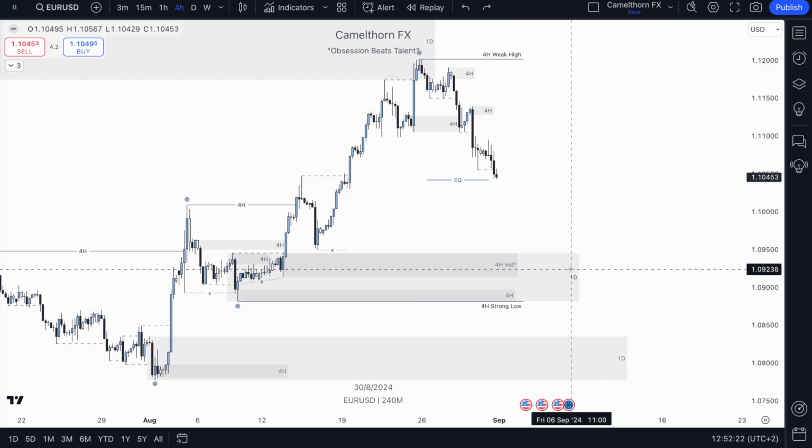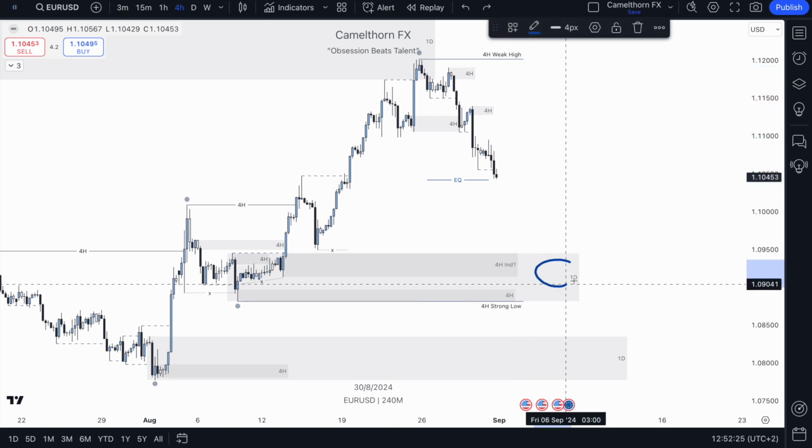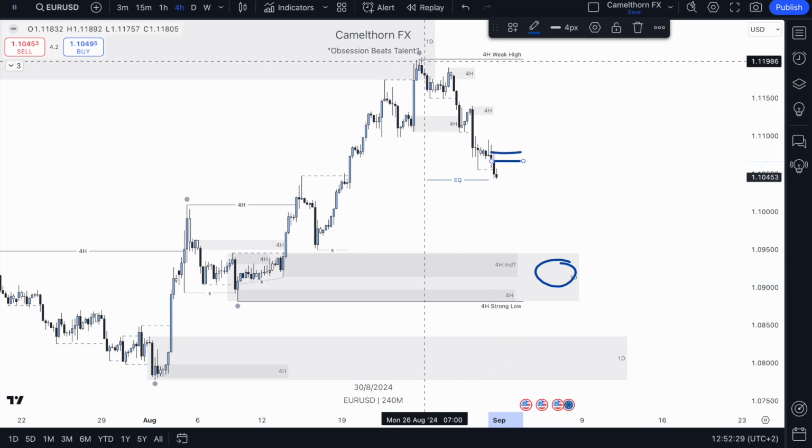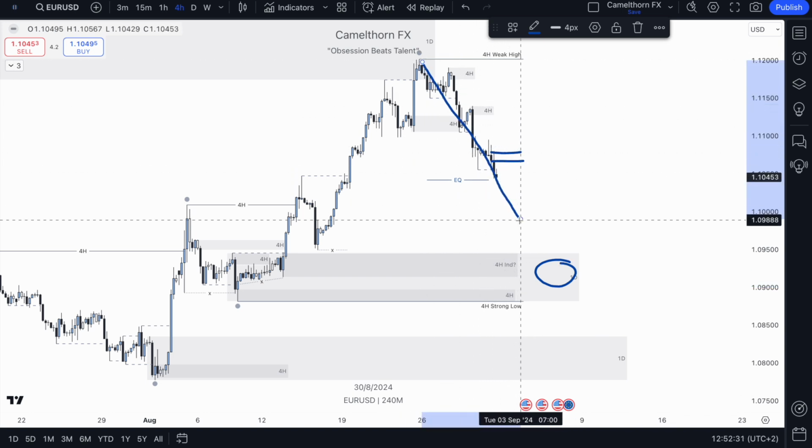And what this does is it gives us a sell target for any counter trend sell trades that we potentially find during this 4-hour pullback phase, which is being facilitated by our 4-hour internal structure. Our 4-hour internal structure is obviously our 15-minute time frame.